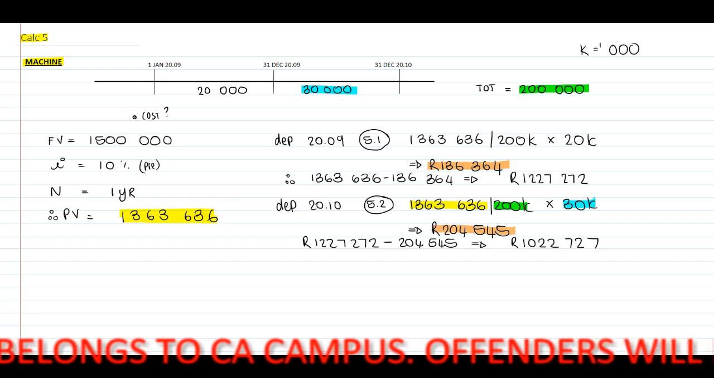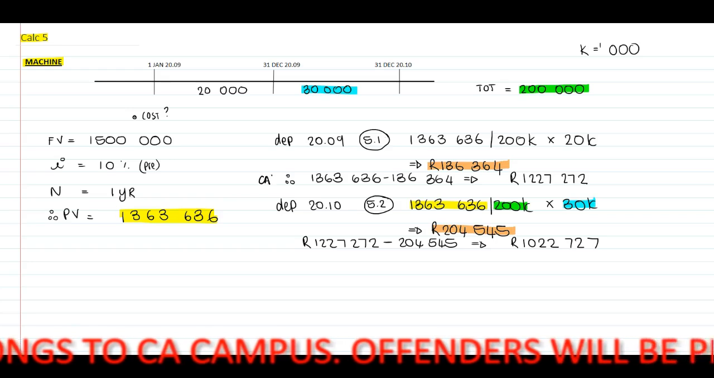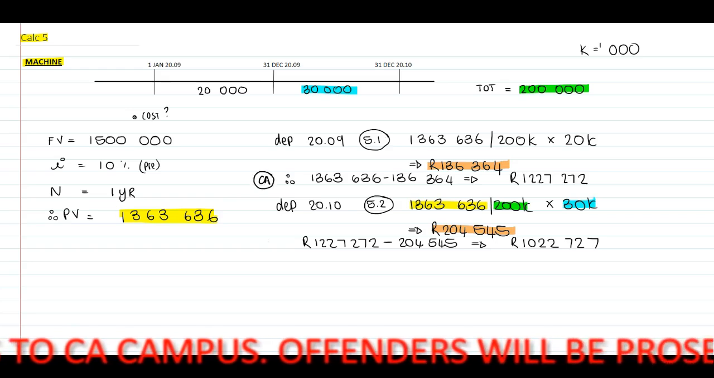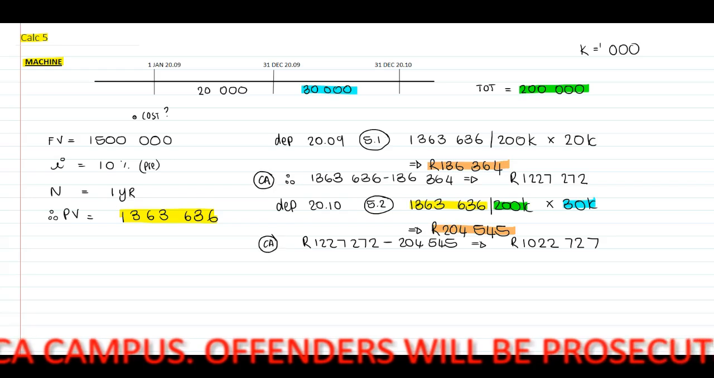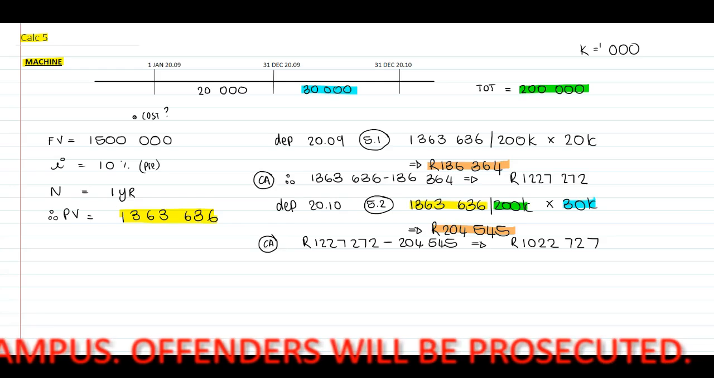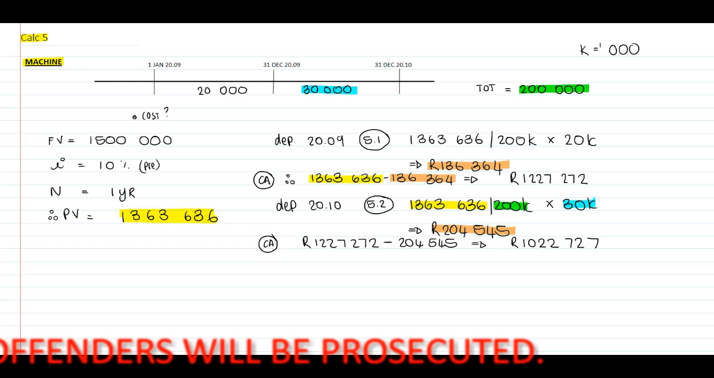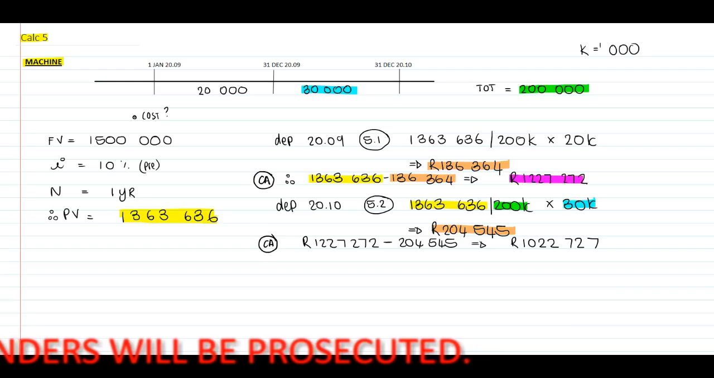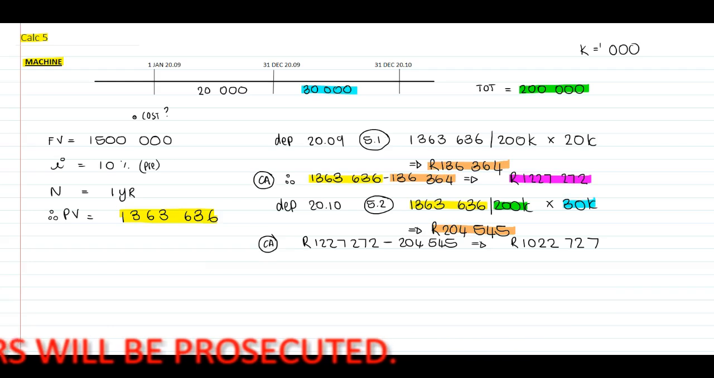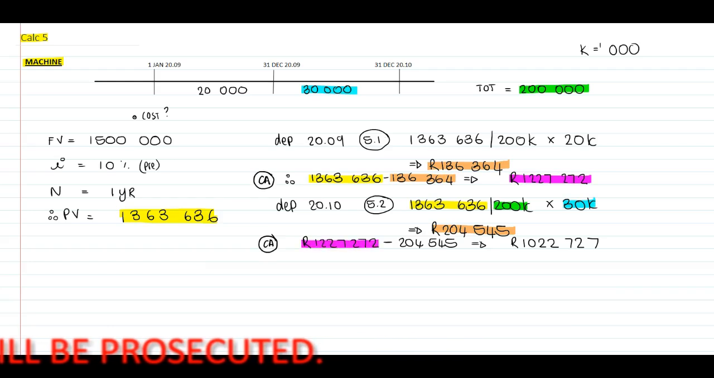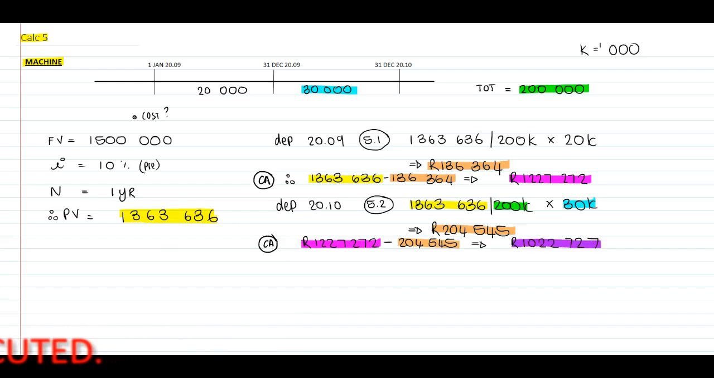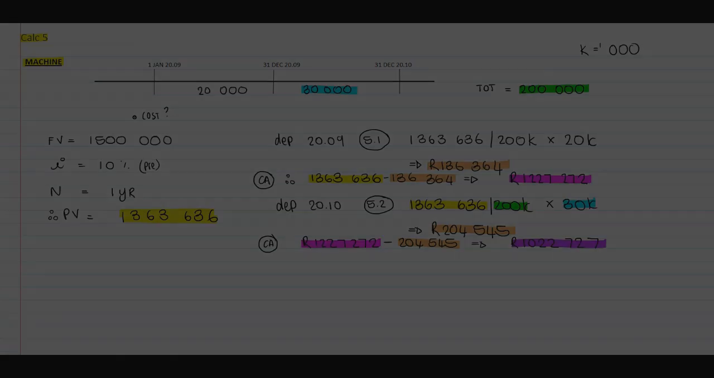204,545. Now we need to include our carrying amount at the end of 2009 and carrying amount at the end of 2010. Carrying amount at the end of 2009 will be our cost minus the depreciation, and our carrying amount will be 1,227,272. For 2010, 1,227,272 minus the 2010 depreciation, and our carrying amount will be 1,022,727.